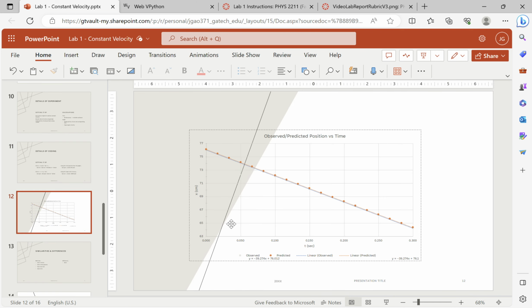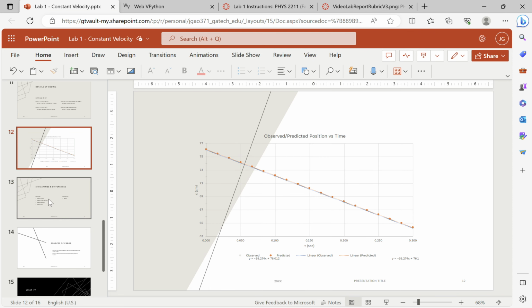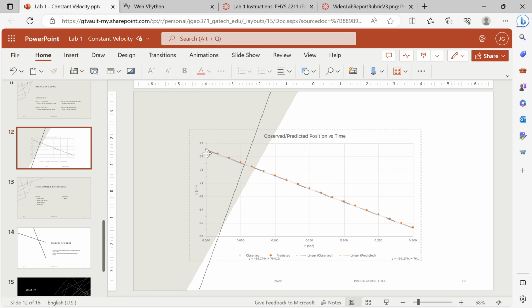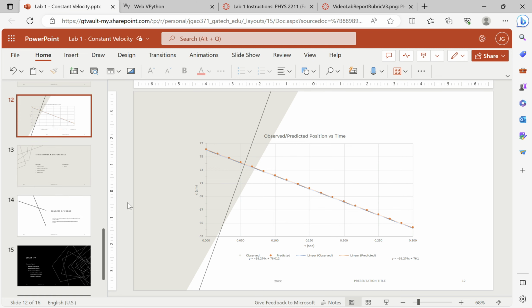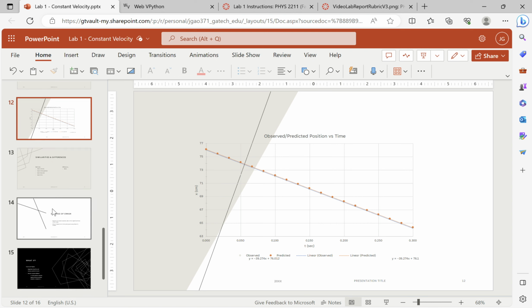So these graphs basically look the same. Same velocity, same initial position, same force after the impulse, and the same time that I gave them to run. Essentially there were no differences. So I think I pretty much achieved being able to accurately represent my observation in code.